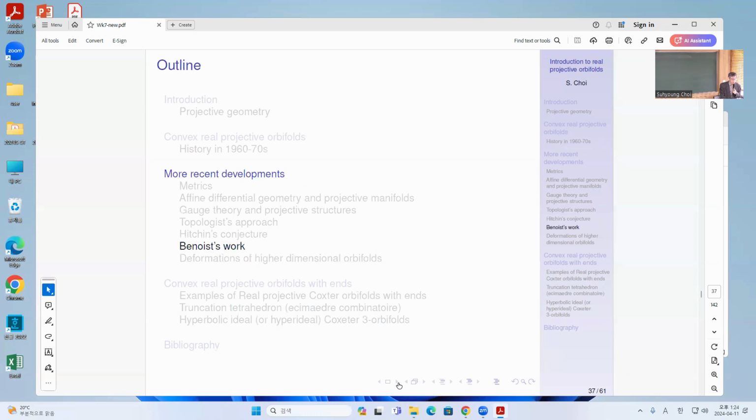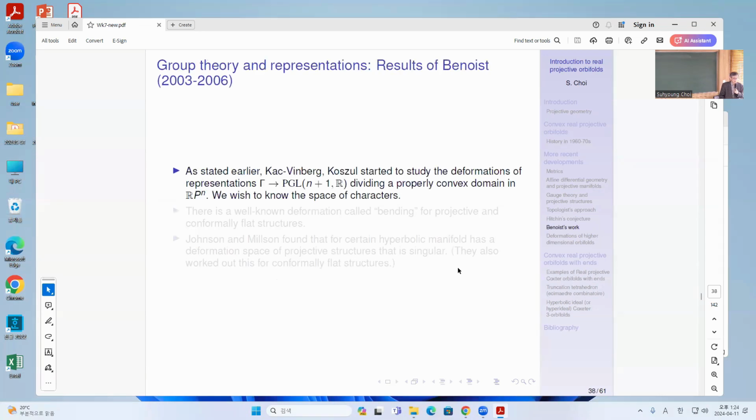So this is quite a good work. And then another thing is the work of Benoist. Koszul, Vinberg and Koszul studied deformations of representations dividing a properly convex domain in RP^n. When I say dividing, it means that it acts discretely and the quotient is compact and Hausdorff. So that's what this is.